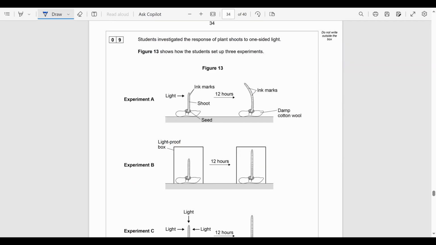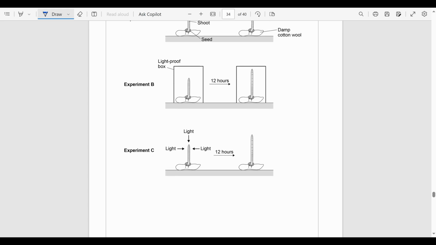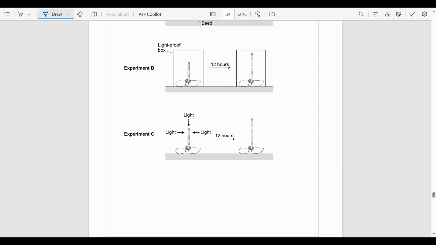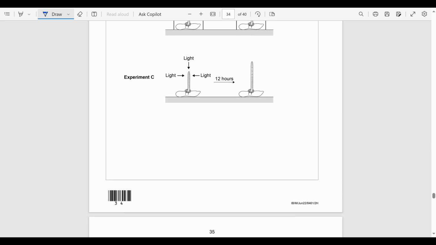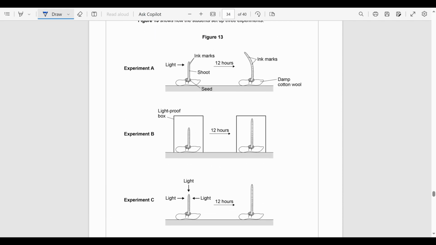Question 9. Students investigated the response of plant shoots to one-sided light. Figure 13 shows how the students set up 3 experiments. So experiment A, you've got a seed, and then the shoot is grown from it. They've put ink marks on the shoot, and then light is from one side, and then left that for 12 hours, and then they've seen a change. Experiment B, seed with a shoot, again ink marks, but they've put in a light-proof box, left for the same amount of time. And then experiment C, no box, but light in all directions, and they've left it again for the same period of time and seen the results.